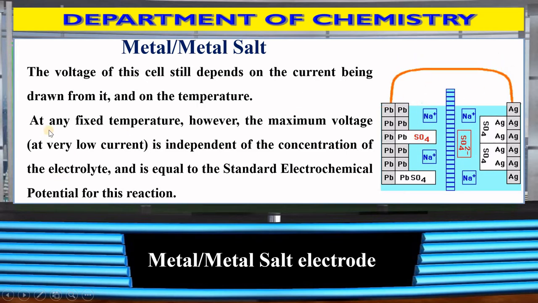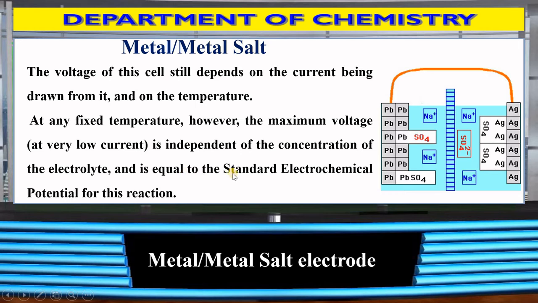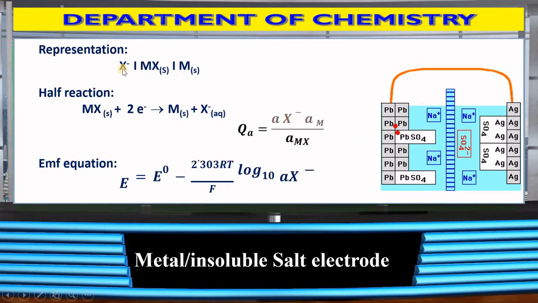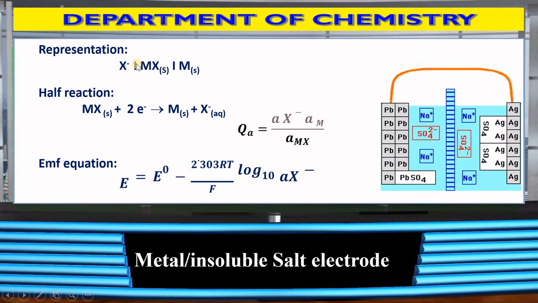of that reaction condition. At any fixed temperature, meaning when we keep the temperature constant, however, the maximum voltage is independent of the concentration of electrolyte and is equal to the standard electrochemical potential for this reaction. So, the cell reaction for this reaction is... now let's see the representation for this cell: X minus ion, single vertical line, MX in solid state, single vertical line, pure metal M in solid state.